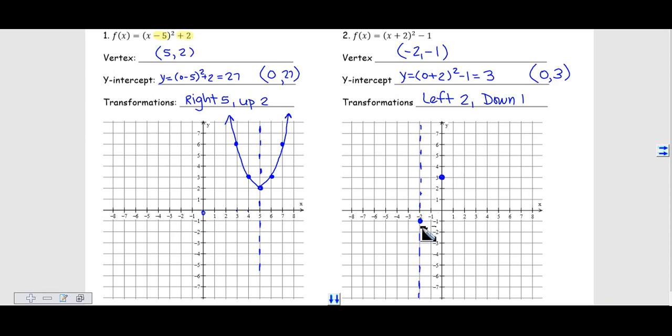So how do I use that mirror image? This point is 2 away from the axis of symmetry. So if I go 2 to the left, here's its mirror image. And that's enough for me to sketch the graph. Remember, this should have a U shape, not a V shape to it. And we're done.